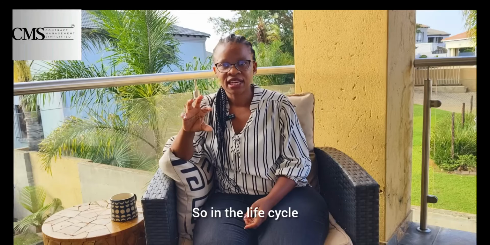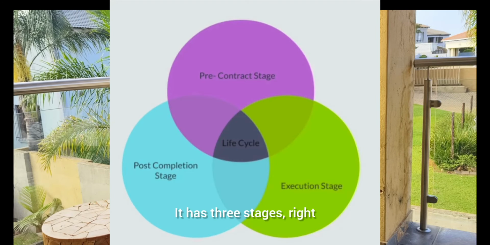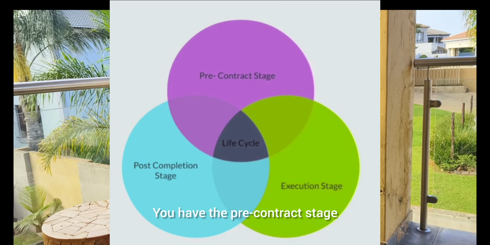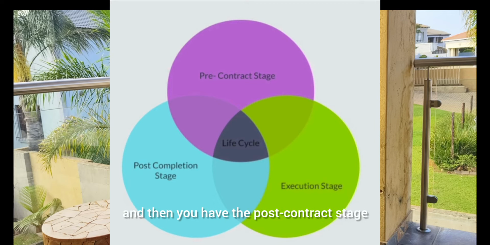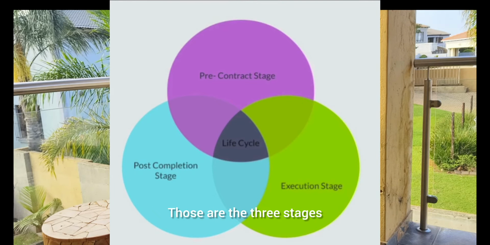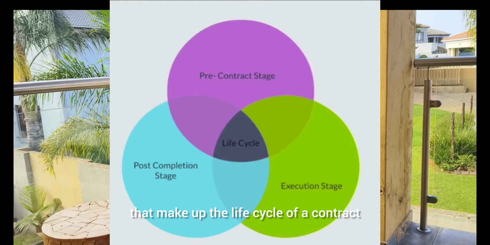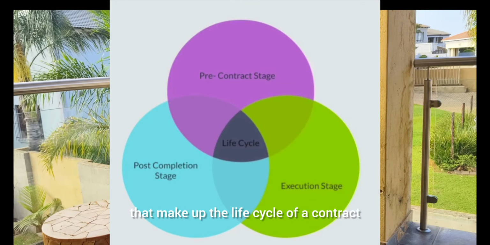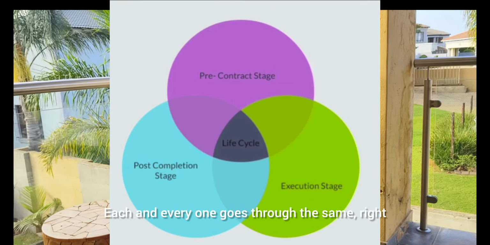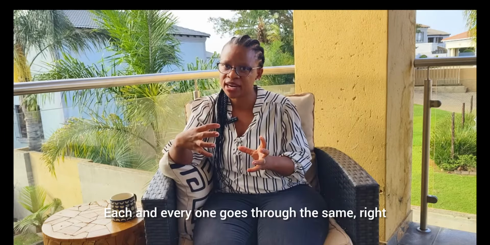So the life cycle has 3 stages, right? You have the pre-contract stage, you have the execution stage, and then you have the post-contract stage. Those are the 3 stages that make up the life cycle of a contract. Each and every one goes through the same, right?